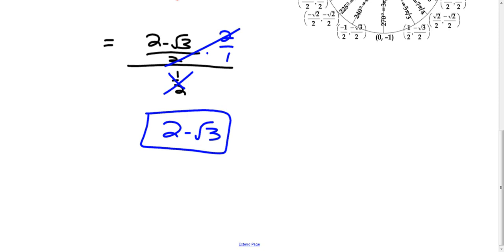Now, I need to tell you that if you had chosen a different formula, your answer might look very different, but if you plugged it into a calculator and got a decimal value for it, it should be the same as somebody else whose answer looks different, their decimal value. Okay? So that should be that lesson.